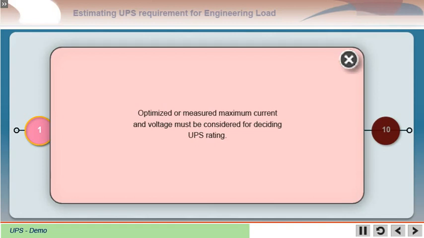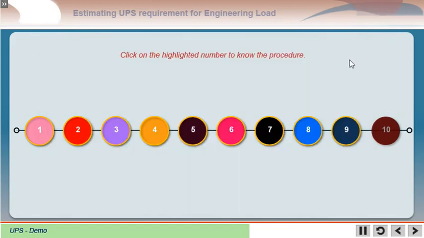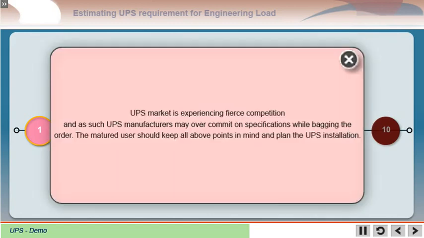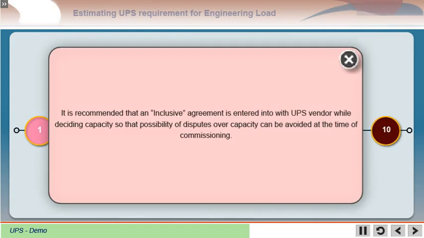Optimized or measured maximum current and voltage must be considered for deciding the UPS rating. The UPS market is experiencing fierce competition, and as such, UPS manufacturers may overcommit on specifications while bagging the order. The matured user should keep all the above points in mind and plan the UPS installation, so that an inclusive agreement is entered into with the UPS vendor while deciding capacity, and the possibility of disputes over capacity can be avoided at the time of commissioning.